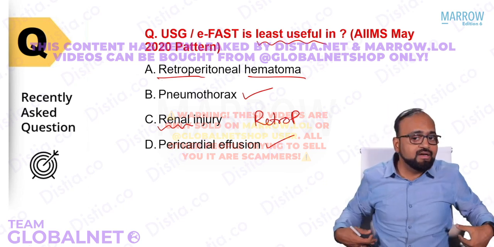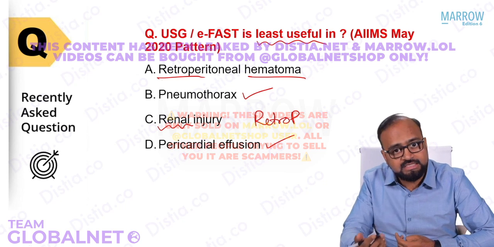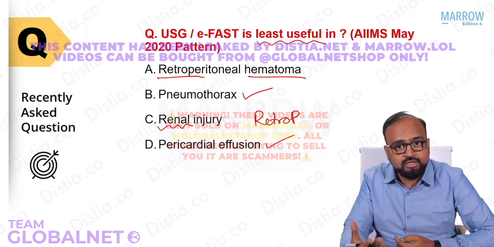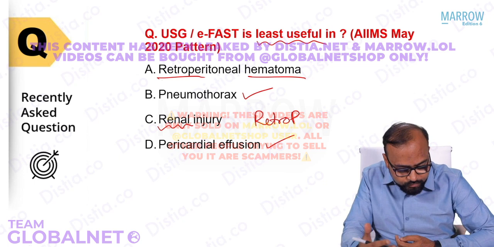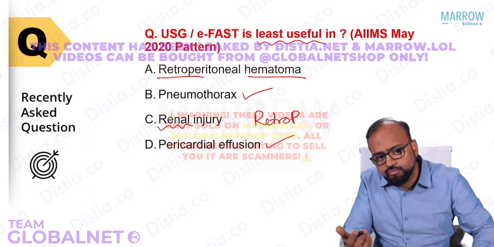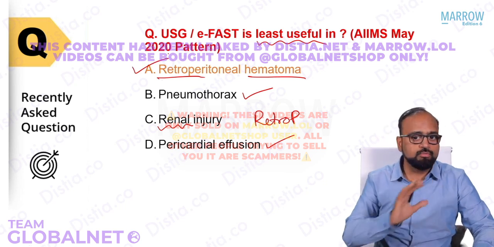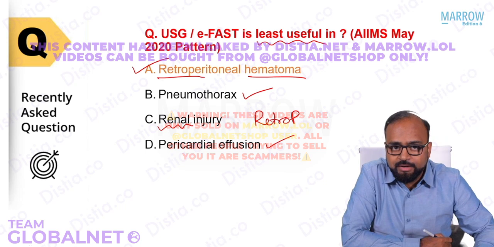But when I do the right and left upper quadrant views, I actually see the kidneys, and therefore a large renal laceration or a prominent renal contusion will be seen. And therefore, if I have to choose between them, I'll say that USG or EFAST is least useful for detection of retroperitoneal hematomas. Yes, it is not a good modality for assessment of retroperitoneal hematomas.